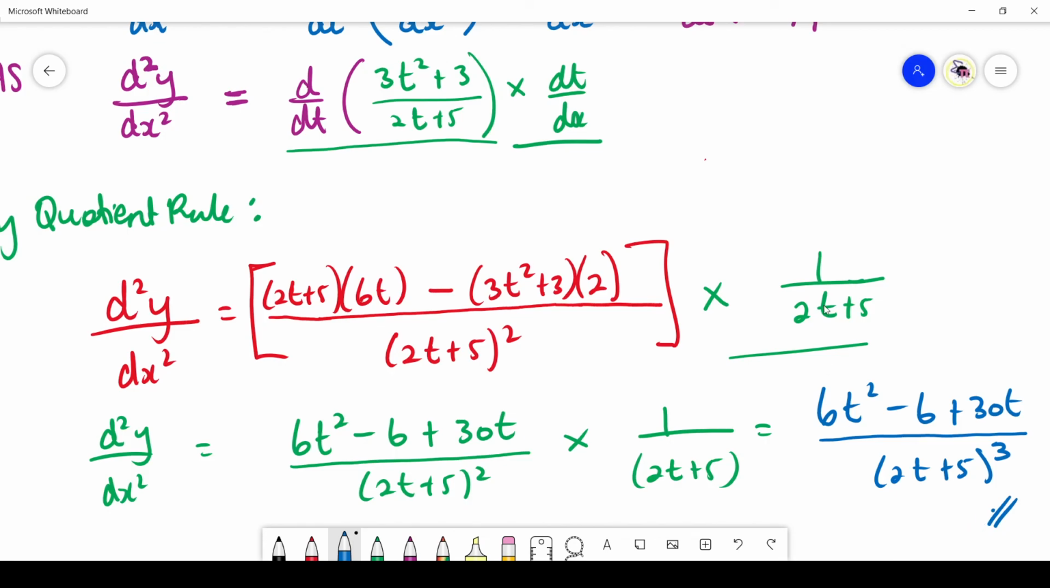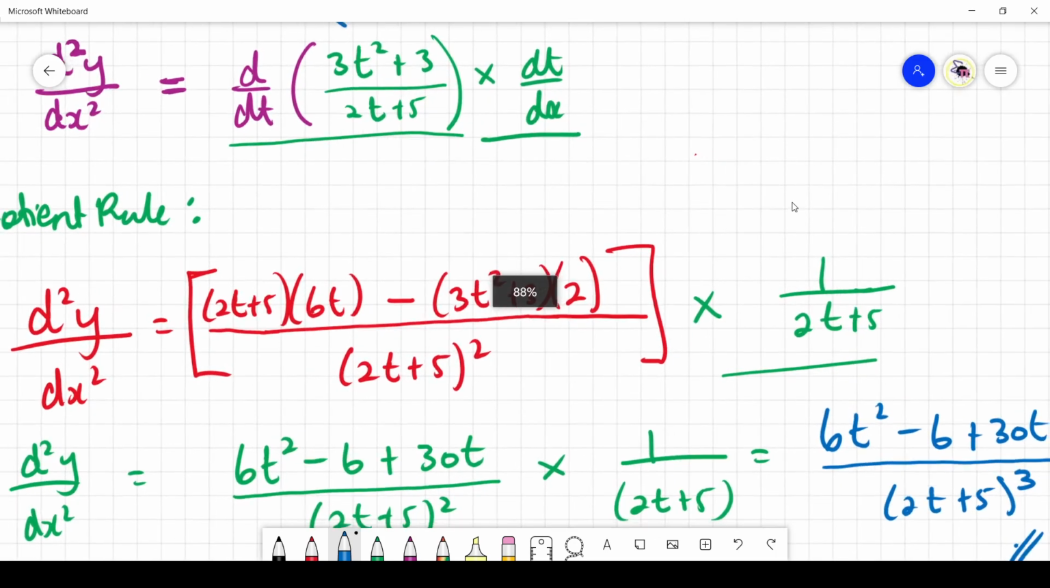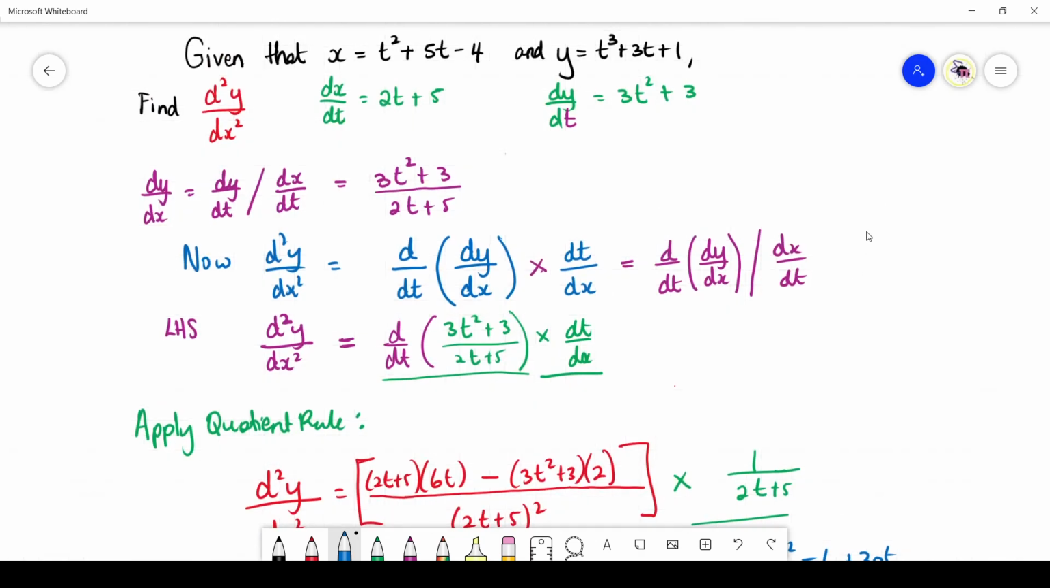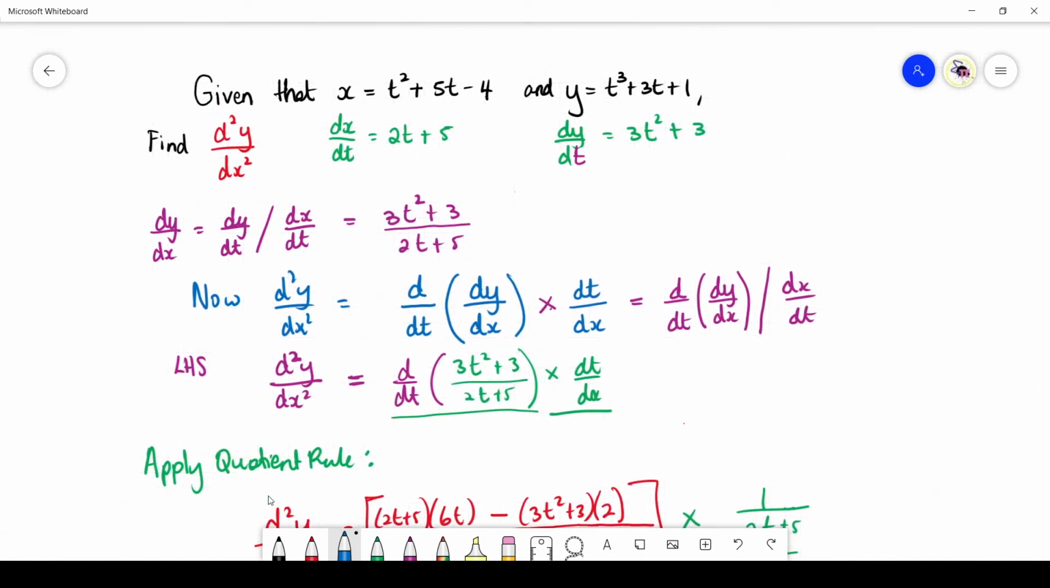Of course, in exams, you're going to have exponents sometimes and trig functions sometimes and so on. But I hope you guys were able to understand the second. If you guys want a topic, this is called the second derivative of parametric.